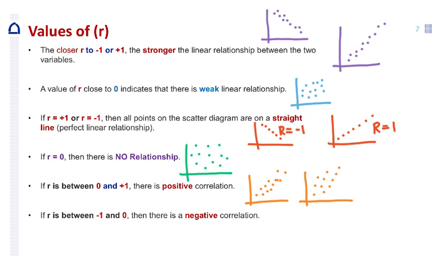And the other situation is when r is negative. They can be close to the straight line and going down. That would be a strong negative r value, close to -1. Or they can be all spread out, but still the overall pattern looks like it's going down from left to right. That would be r is a negative number, but it's closer to 0 and it's a weaker relationship.